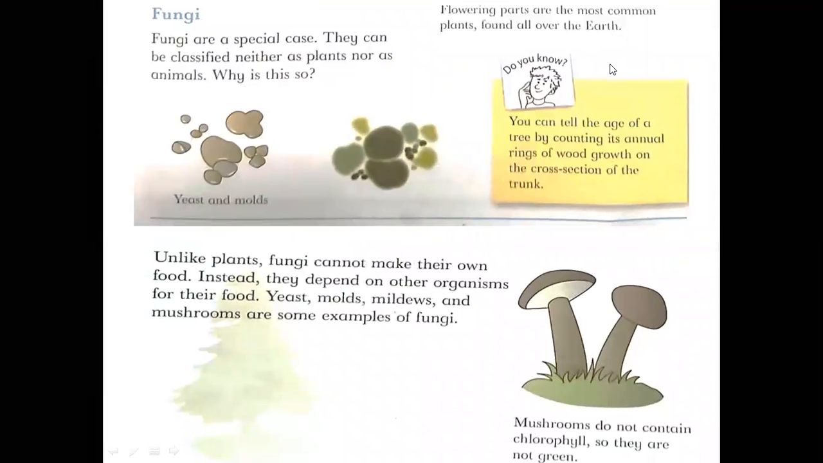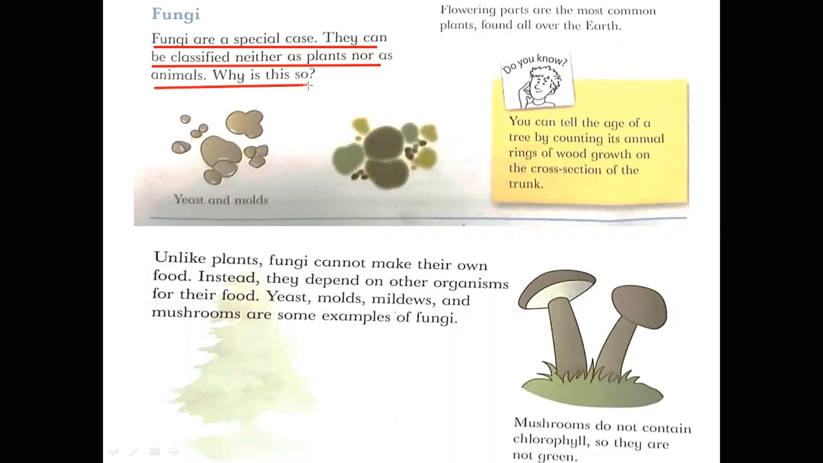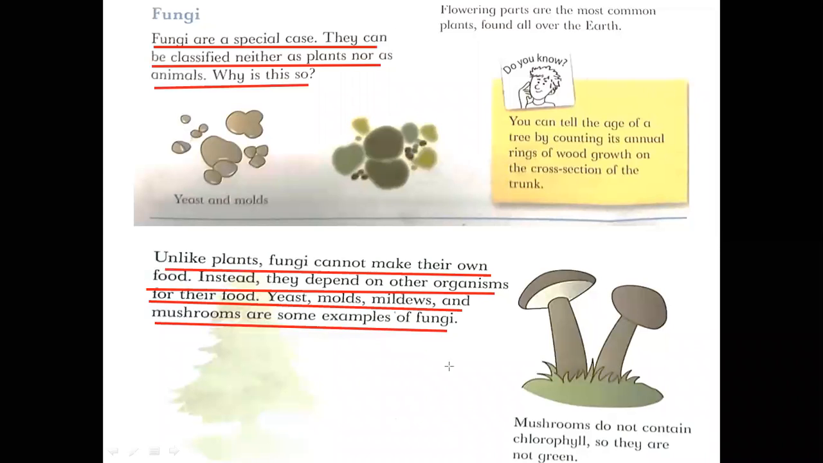Fungi. Fungi are a special case. They can be classified neither as plants nor as animals. Why is it so? Unlike plants, fungi cannot make their own food. Instead, they depend on other organisms for their food. Yeasts, molds, mildews, and mushrooms are some examples of fungi.